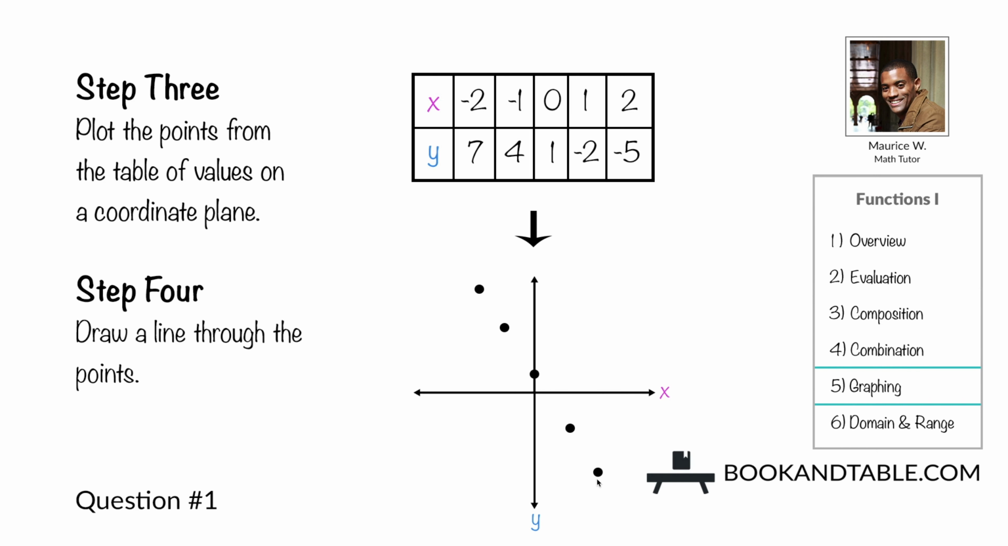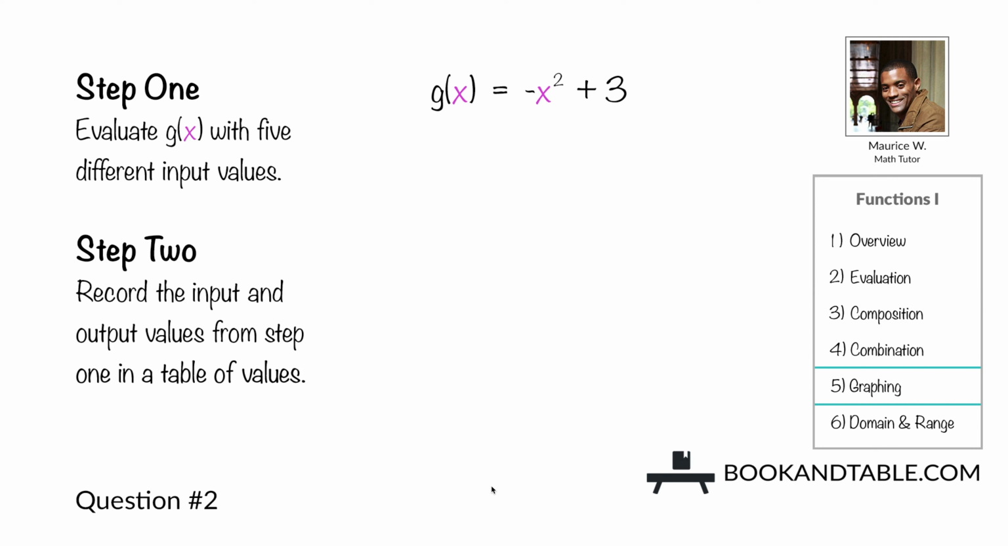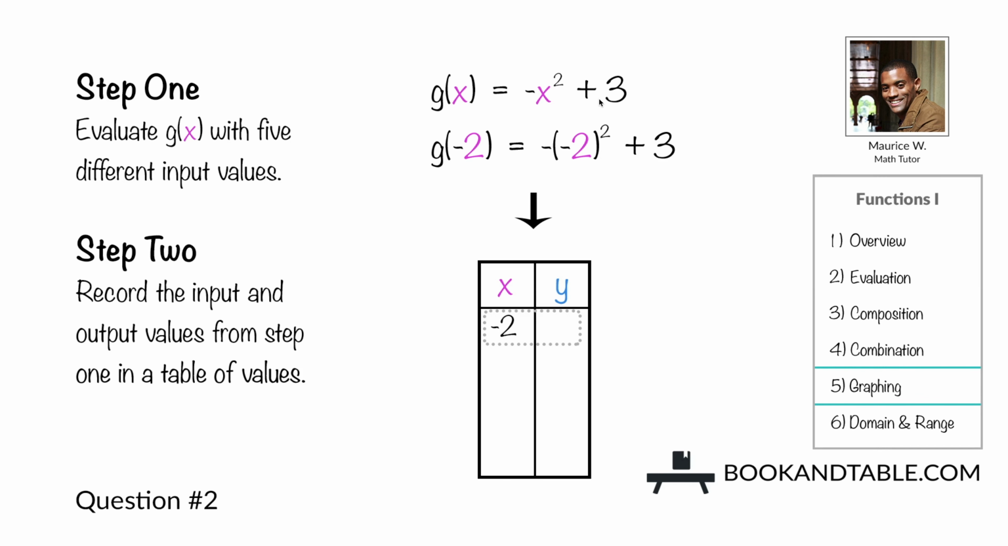So now that we've plotted the points, we can draw a line through these points to show us the sketch of f(x). So this would be the answer to question number 1. Let's now have a look at question number 2. We were given g(x) is equal to negative x squared plus 3. So step 1, evaluate g(x) with 5 different input values.